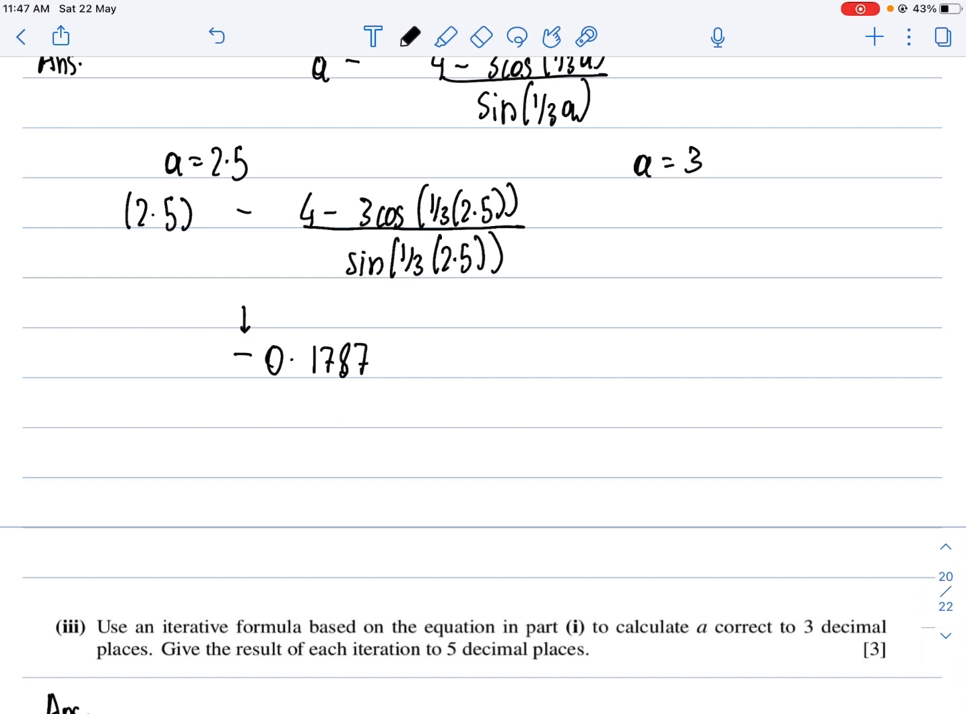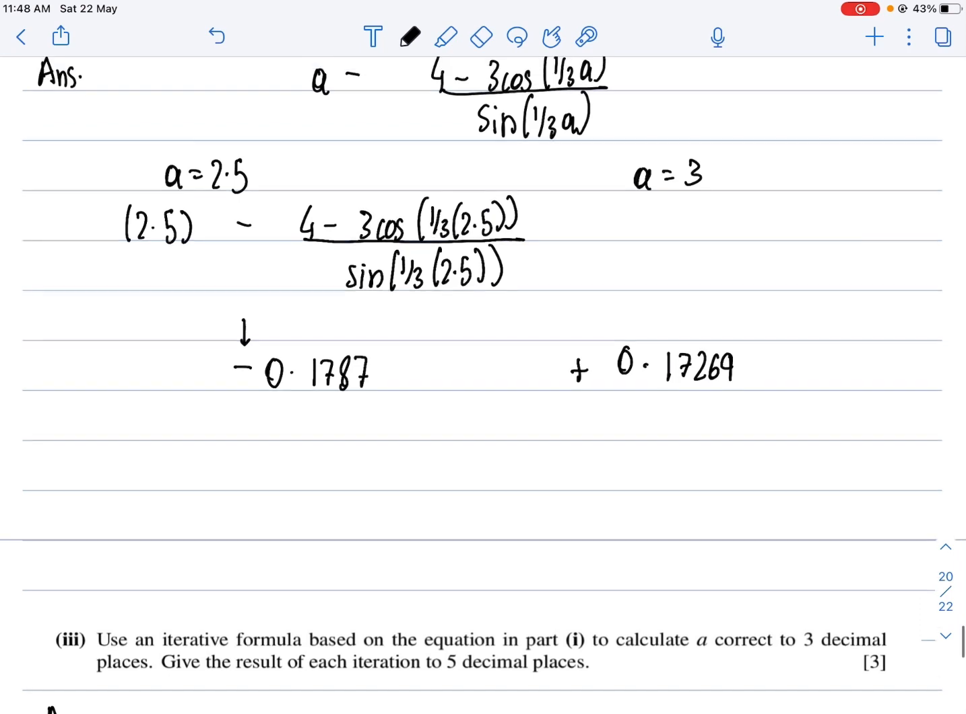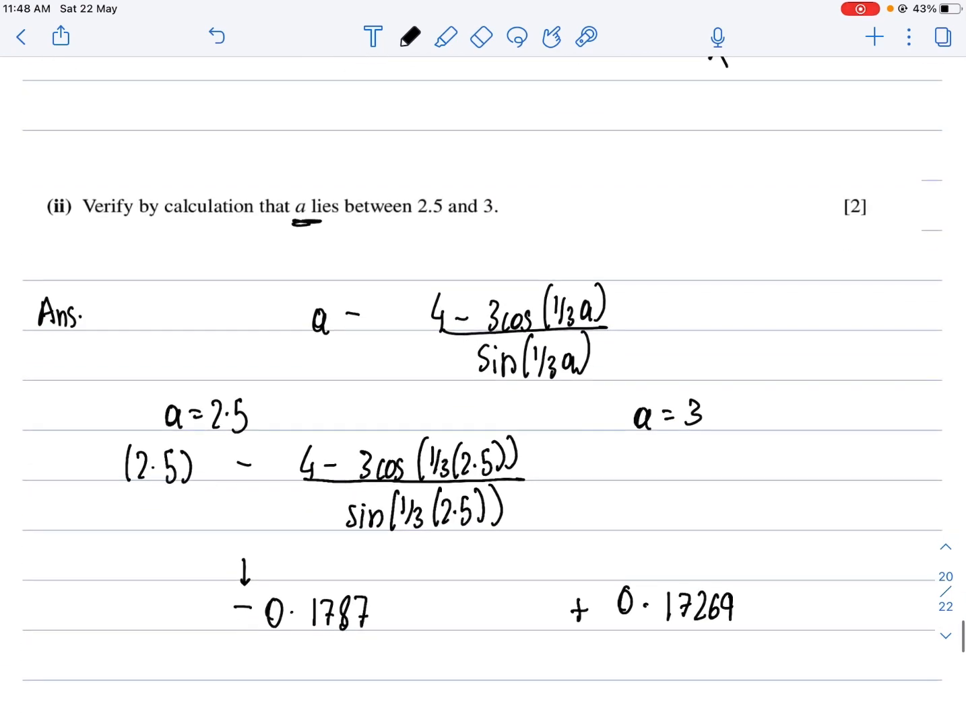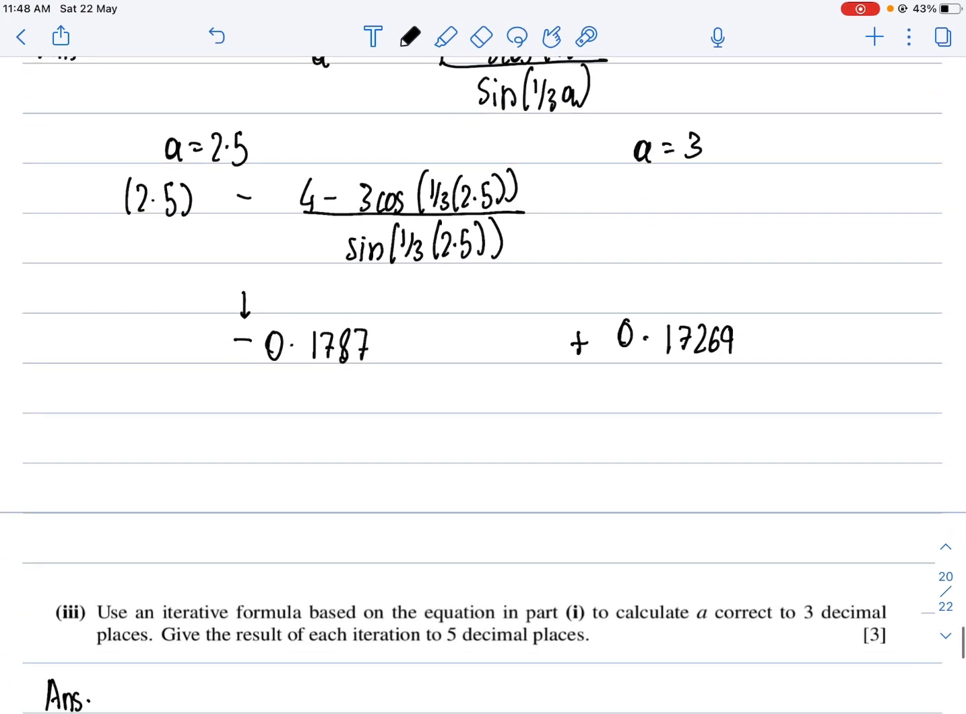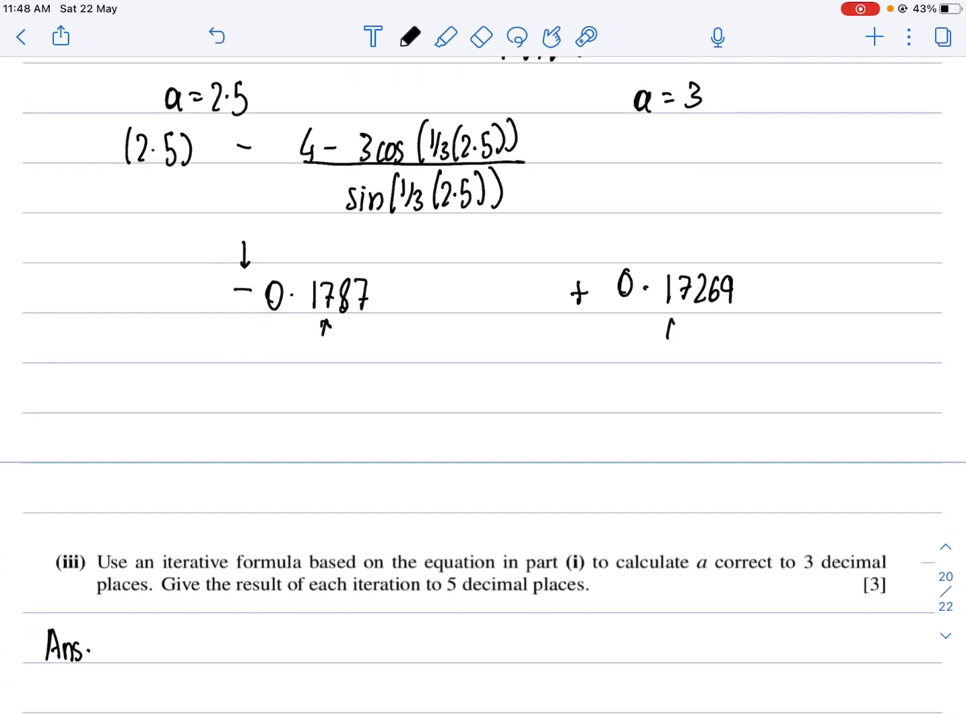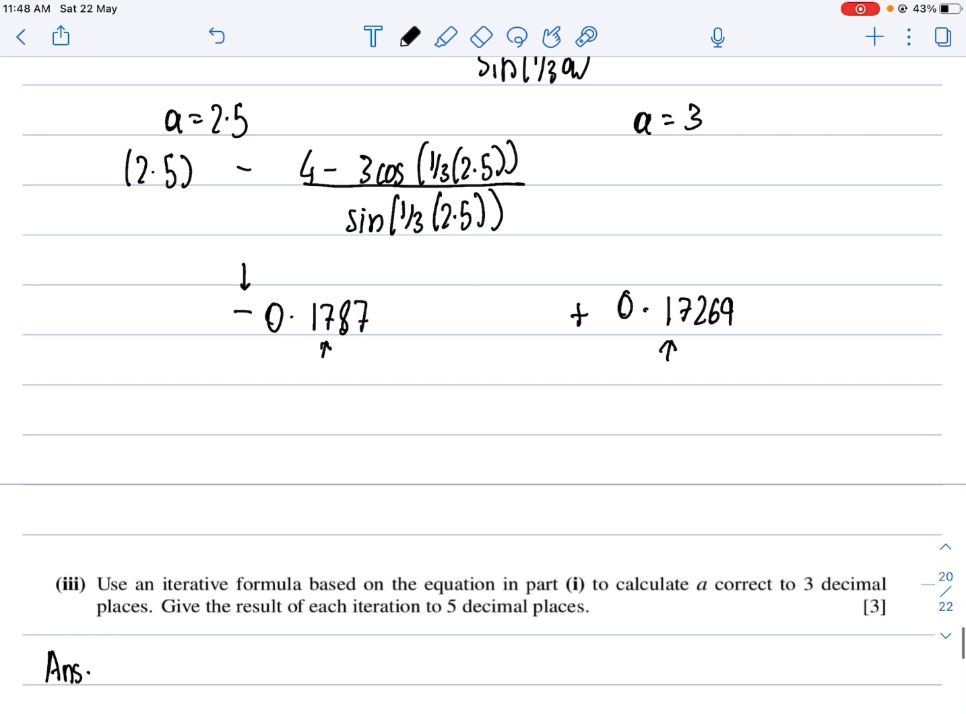When I do that, just give me 1 second, I get my answer as 0.17269, which is positive. So I can say that a lies between 2.5 and 3 if the sign changes. That's the concept you need to know here between the critical values. So there's a change in sign, hence verified.